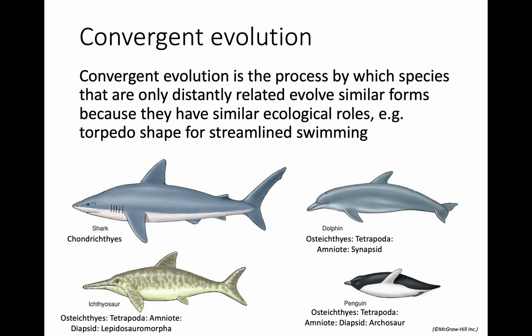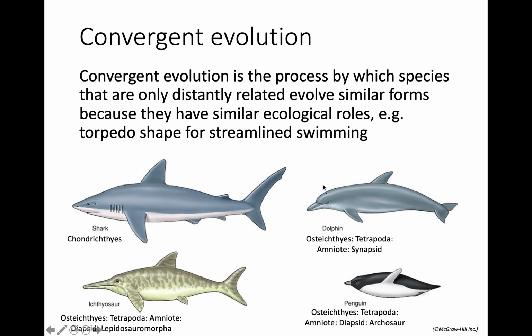So there's a lot of convergent evolution in mammals, and we'll talk a little bit about this. Just as a reminder, convergent evolution is the idea that organisms that are distantly related evolve similar looking forms because they have similar ecological roles or pressures. For example, a torpedo shape for streamlined swimming. We actually see this across different groups like the chondrichthyes, otherwise known as sharks, osteichthyes. These are fish, like this ichthyosaur here. This is a secondarily marine reptile.